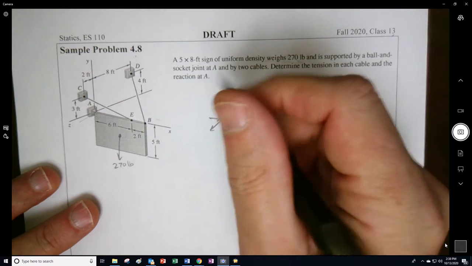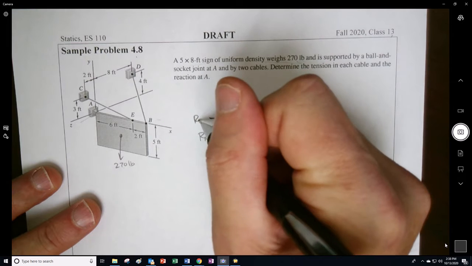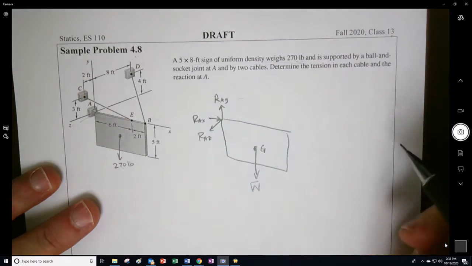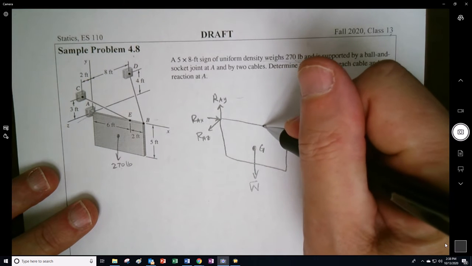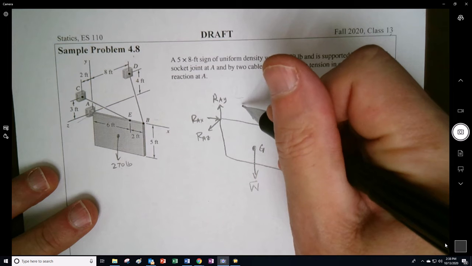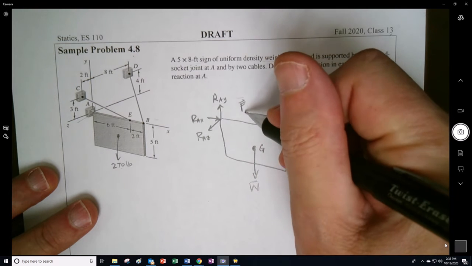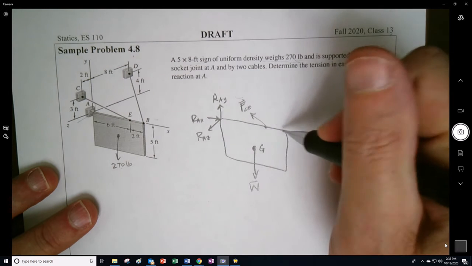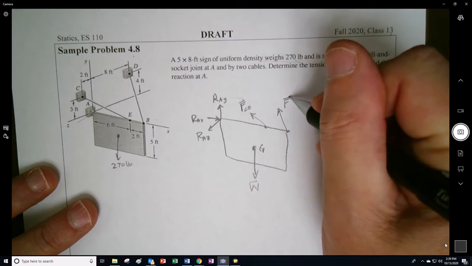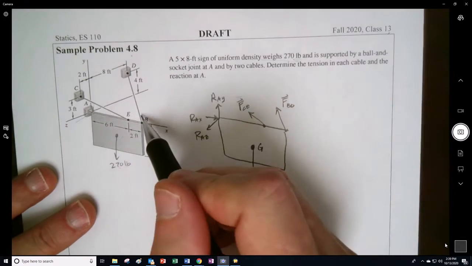We're also going to have, and we'll default to positive on all of these, RAZ, RAX, RAY. We're also going to have a vector coming this way. We'll just represent it there as F. That's the cable tension, we'll call that CE. And then we're going to have another one coming up this way. That's the other cable tension, and let's call that BD because it's going between B and D.